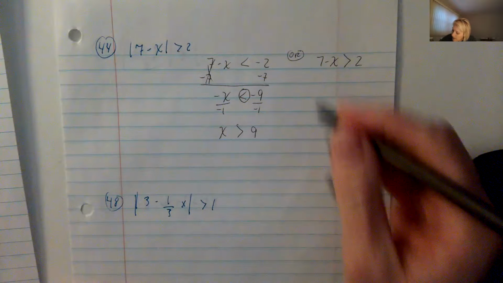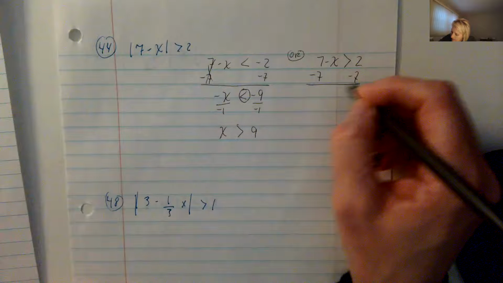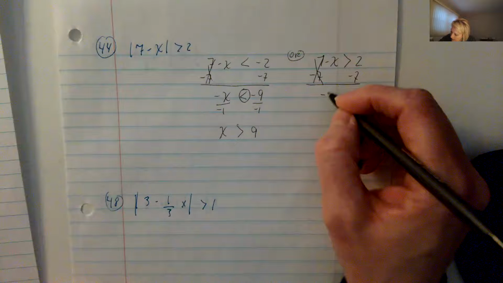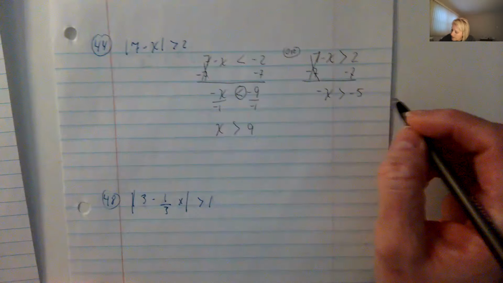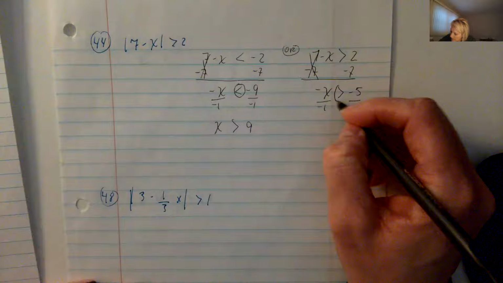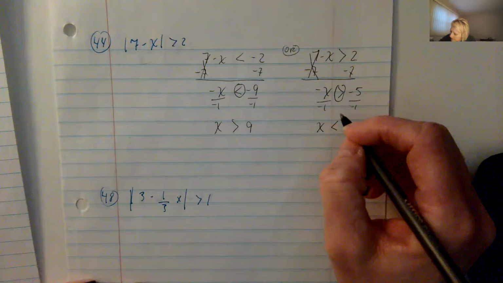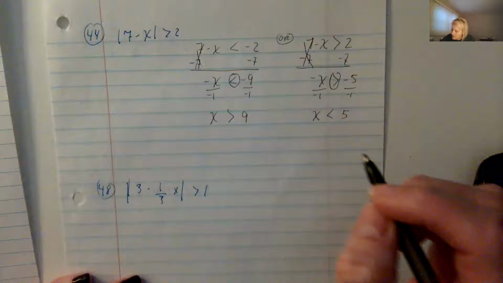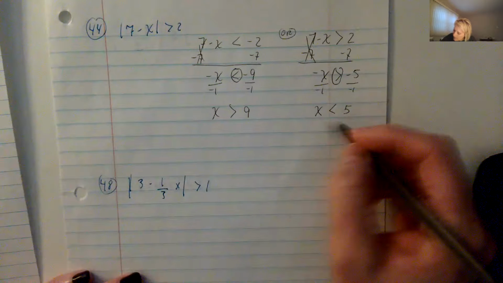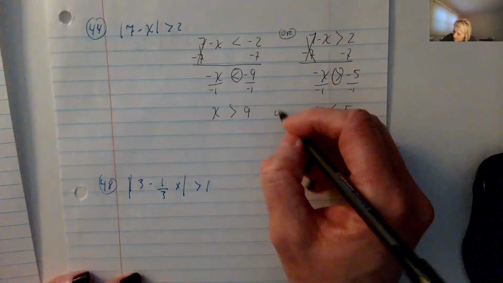Okay. And then over here, I'm going to subtract 7. And we get a negative x is greater than a negative 5. Again, I have to divide by a negative 1, and because I'm doing that, I've got to flip the sign. So this will be x is less than a positive 5. So it has to be less than a positive 5 or greater than 9.